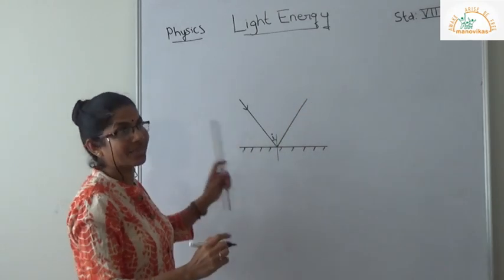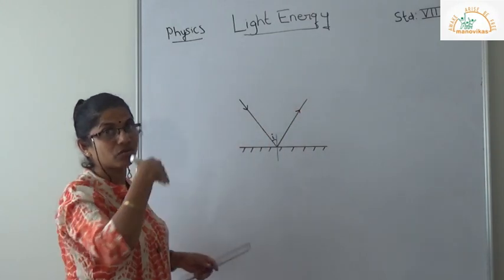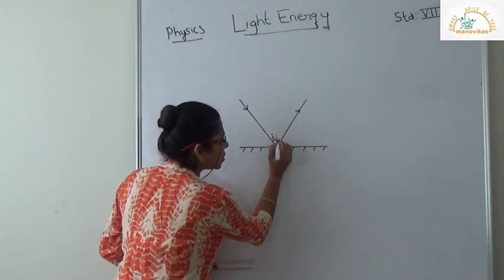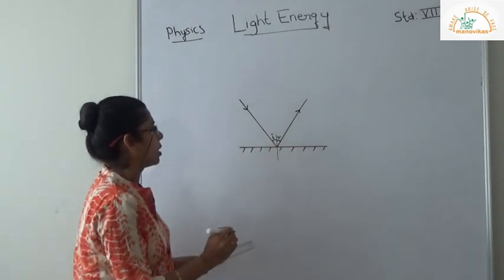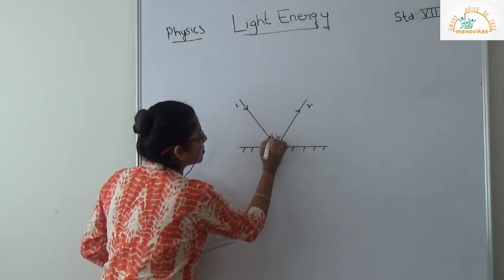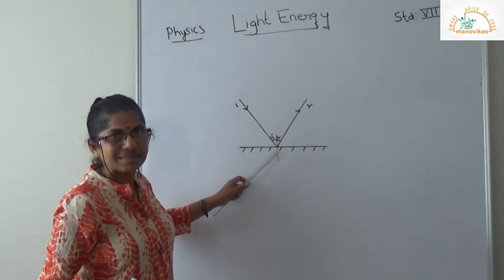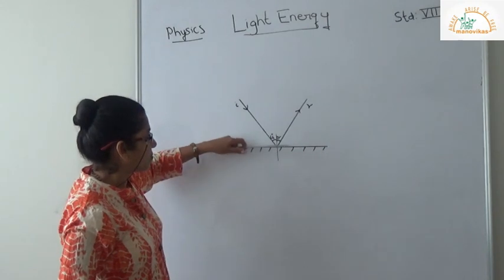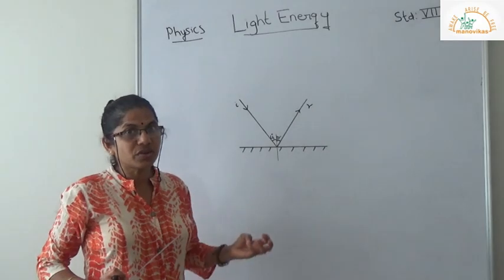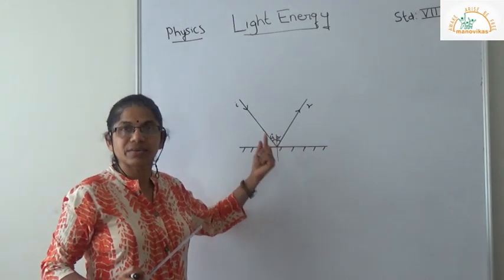Arrows are very important, so these arrows will tell you in which direction the ray is coming and in which direction it is going after reflection. So this is the angle of reflection, r. You have the incident ray here, you have the reflected ray. This is angle i, angle r. This point is called the point of incidence. Okay, this is the surface of the mirror. Correct? Now what is the first law of reflection? It states that the angle of incidence is equal to the angle of reflection.